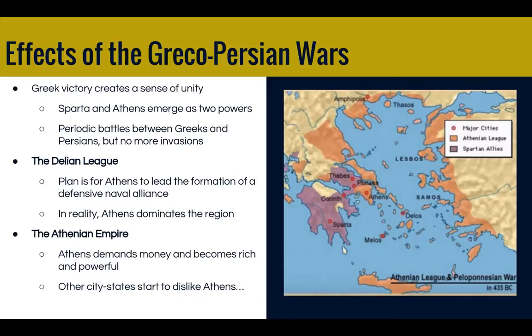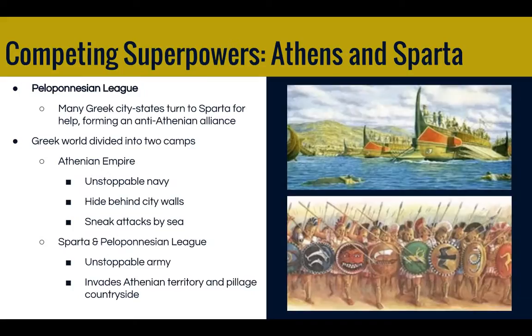Other city-states don't necessarily like this, and they start to resent Athens for this domination of this entire region. And you can see in the map there the region that Athens controlled. So as a result of this dislike for Athens and this resentment, we see another alliance system develop among the Spartans, and we call this the Peloponnesian League. Many great city-states turned to Sparta, and they basically formed this anti-Athenian alliance.